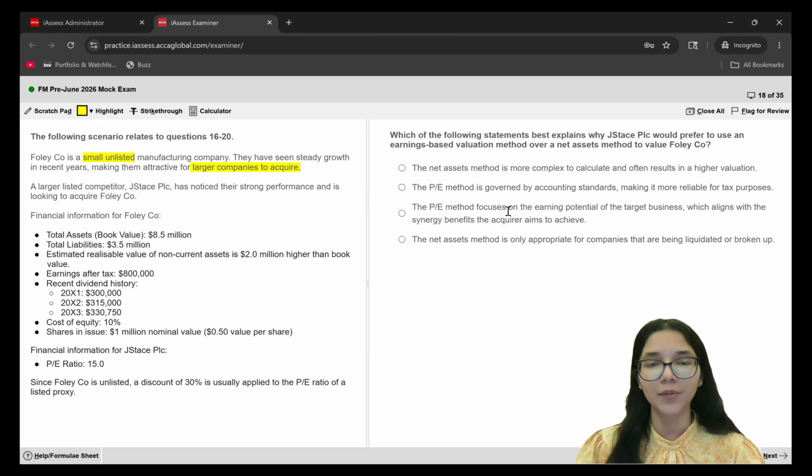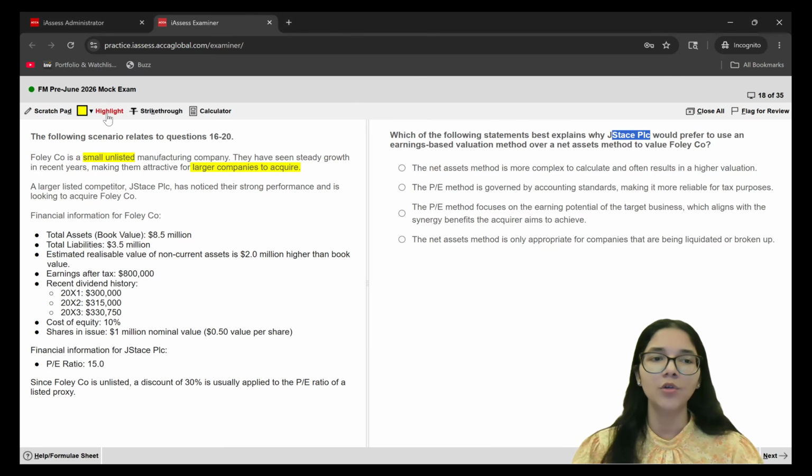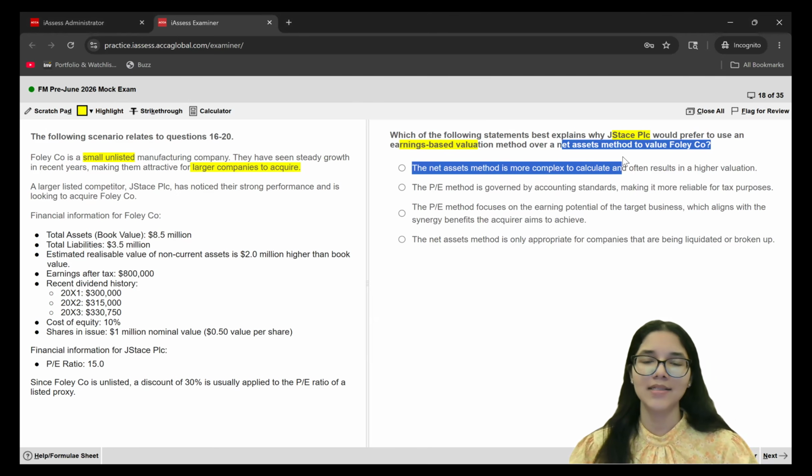Heading forward to the third question basis this case study. Which of the following statements best explain why Stace PLC would prefer to use an earnings-based valuation method over a net asset method to value the Foley company? So basically, I have to give a reason why the competitor, the person who wants to acquire me, would want to use an earnings-based method rather than the net assets-based method.